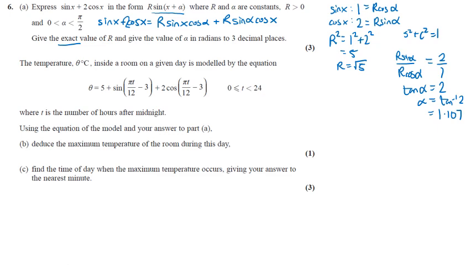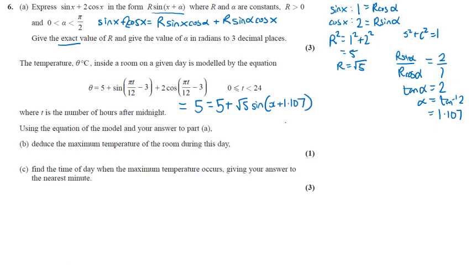Okay, then we're told that the temperature inside a room is given by this quite large equation. And first of all, we want to deduce the maximum temperature of the room during the day. Well, first of all, let's just rewrite this using our previous result. So instead of 5 plus sine and 2 cos, all that, we'll just write that theta is now equal to 5 plus root 5 sine, then it was x plus alpha, so x plus 1.107.